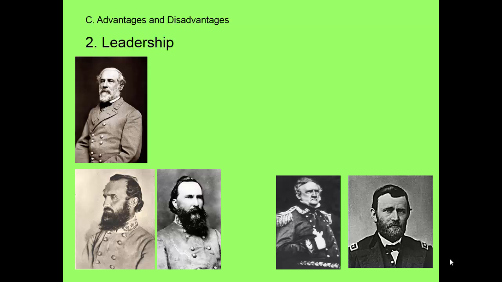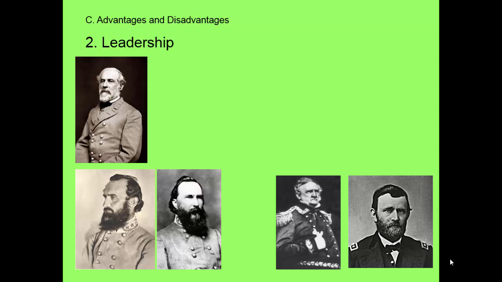Next, leadership. There are two kinds of leadership, political leadership and military leadership. Let's start with military leadership. I've given you some pictures of different generals in this war. The two you definitely need to know on this slide are Robert E. Lee in the top left, who is going to be the top Confederate general, and Ulysses S. Grant in the bottom right, who eventually is going to be the top Union general.